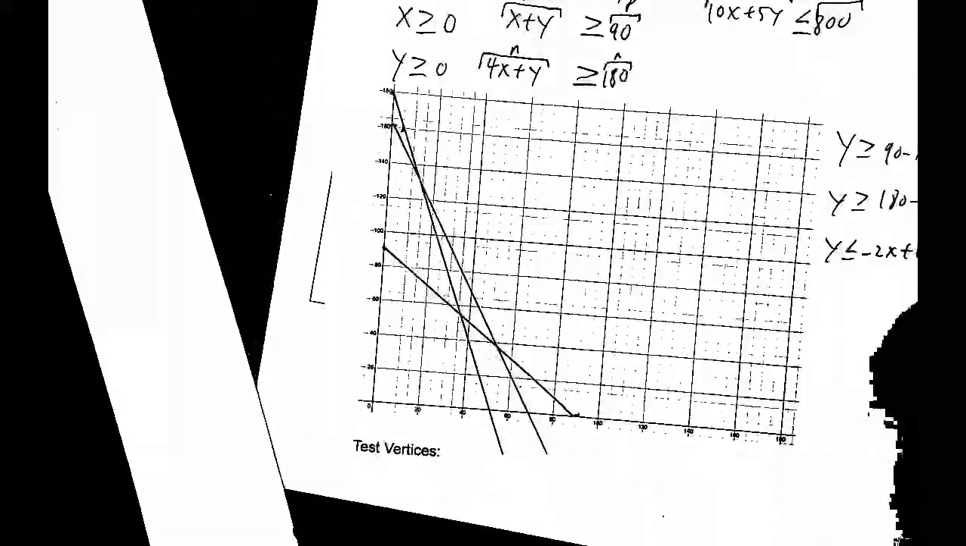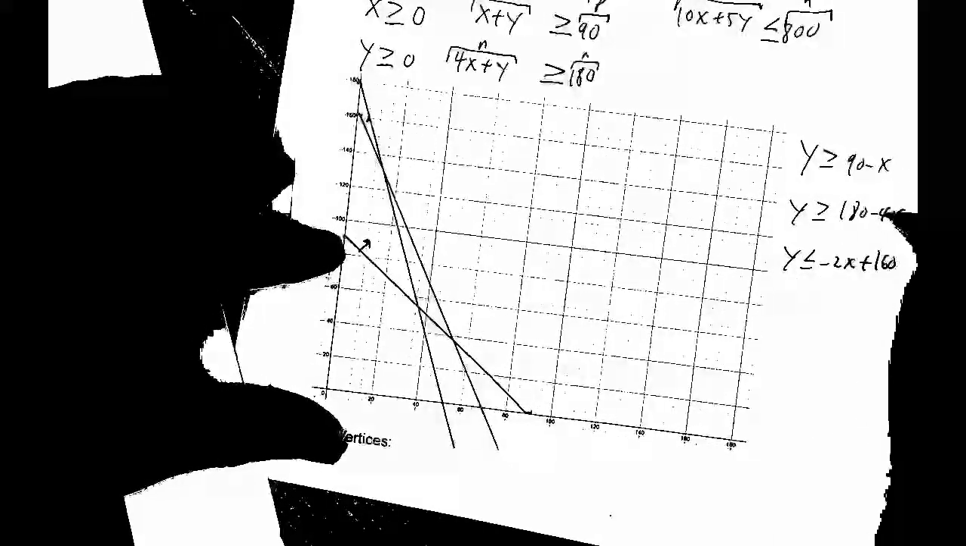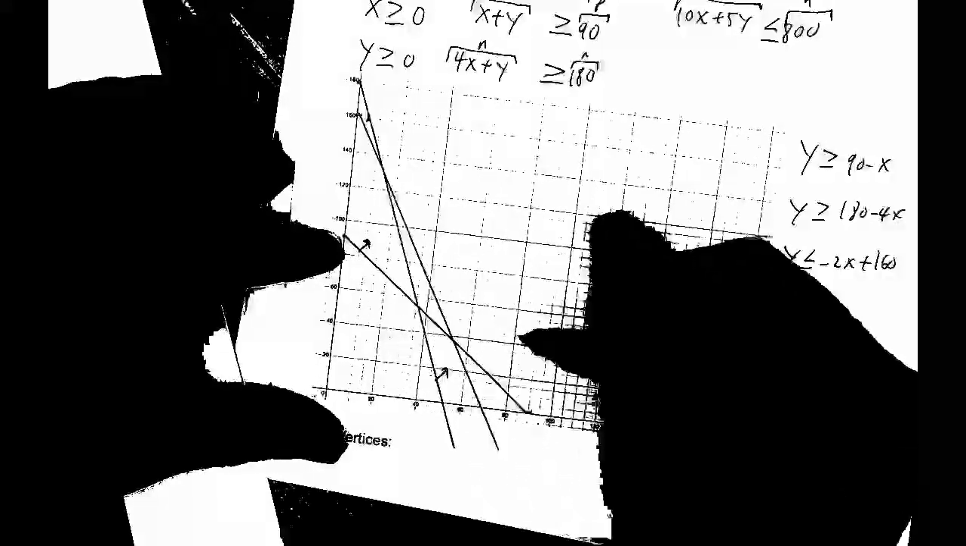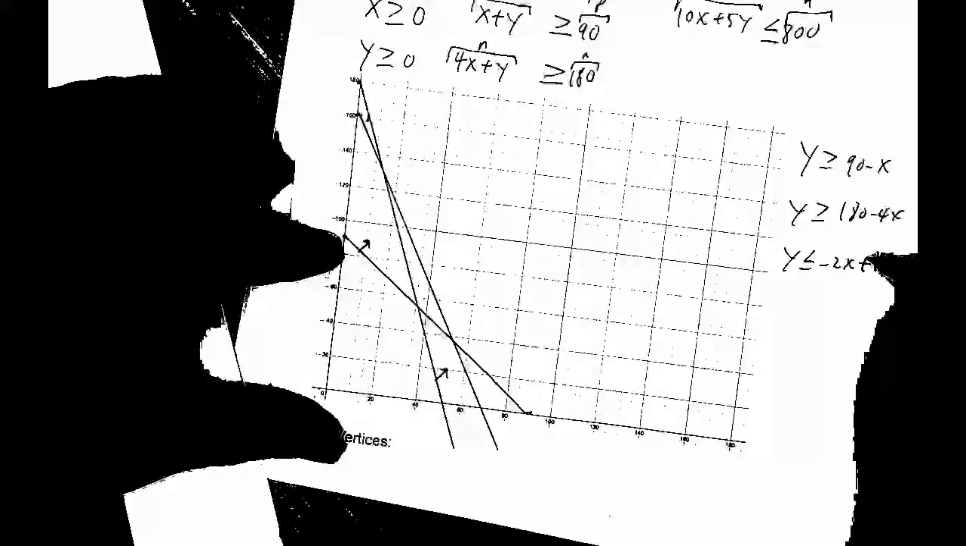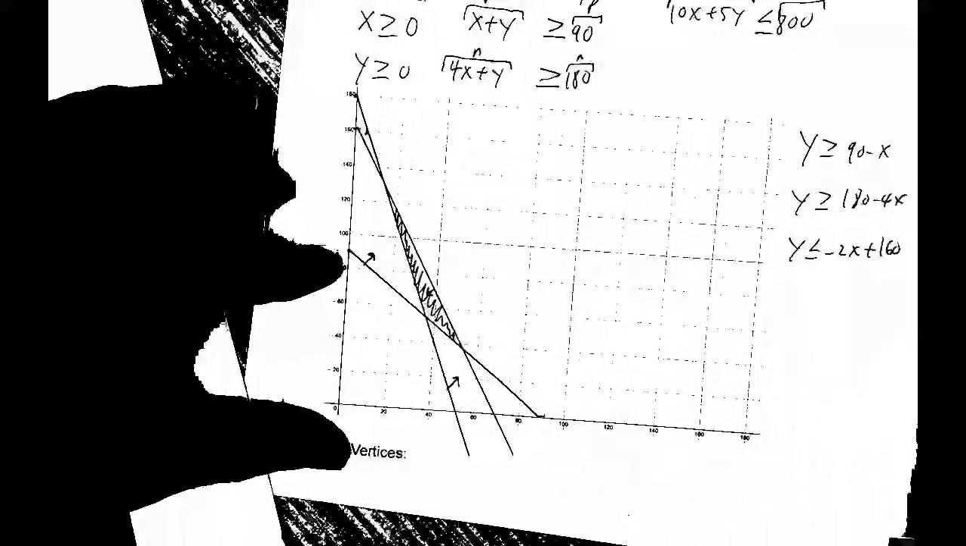What's the region I want to shade? So you have to look here to the right. I want to be above 90 minus x, so I got to be above this. I want to be above 180 minus 4x. That's this one right here. So I got to be above here. But I want to be below negative 2x plus 160, which is right there. So the overlap of all those regions is this triangle here. Okay?